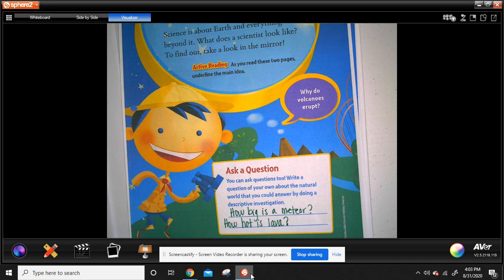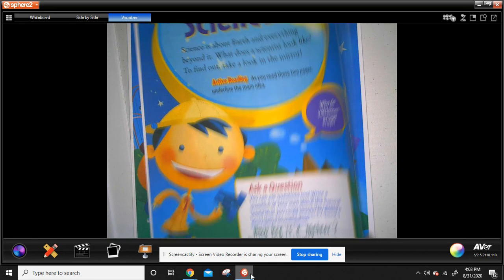Now, these questions that I wrote down are actually from your classmates who wanted to integrate nature, but at the same time ask a question that maybe would be cool to investigate. So somebody said, how big is a meteor? And how hot is lava? Maybe you can come up with a question too.